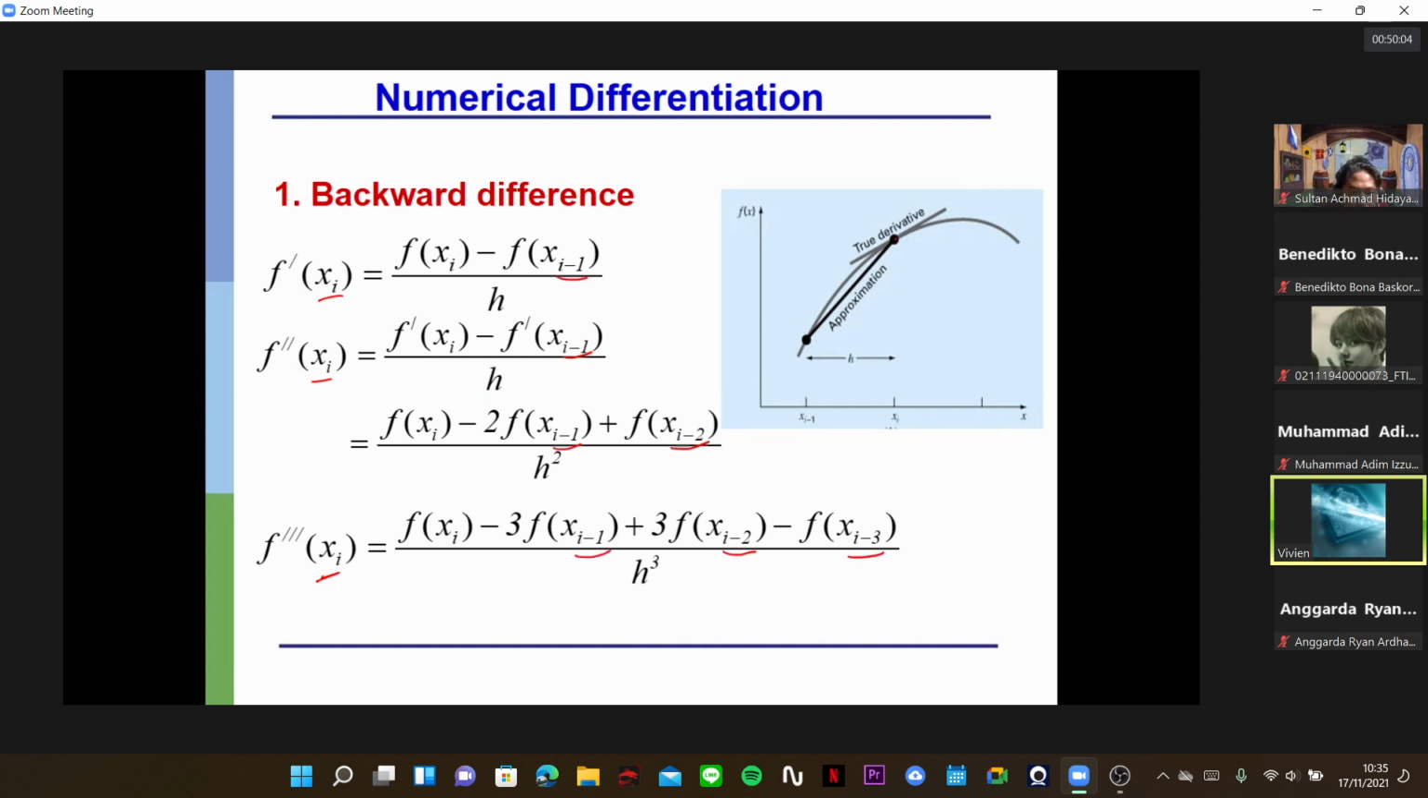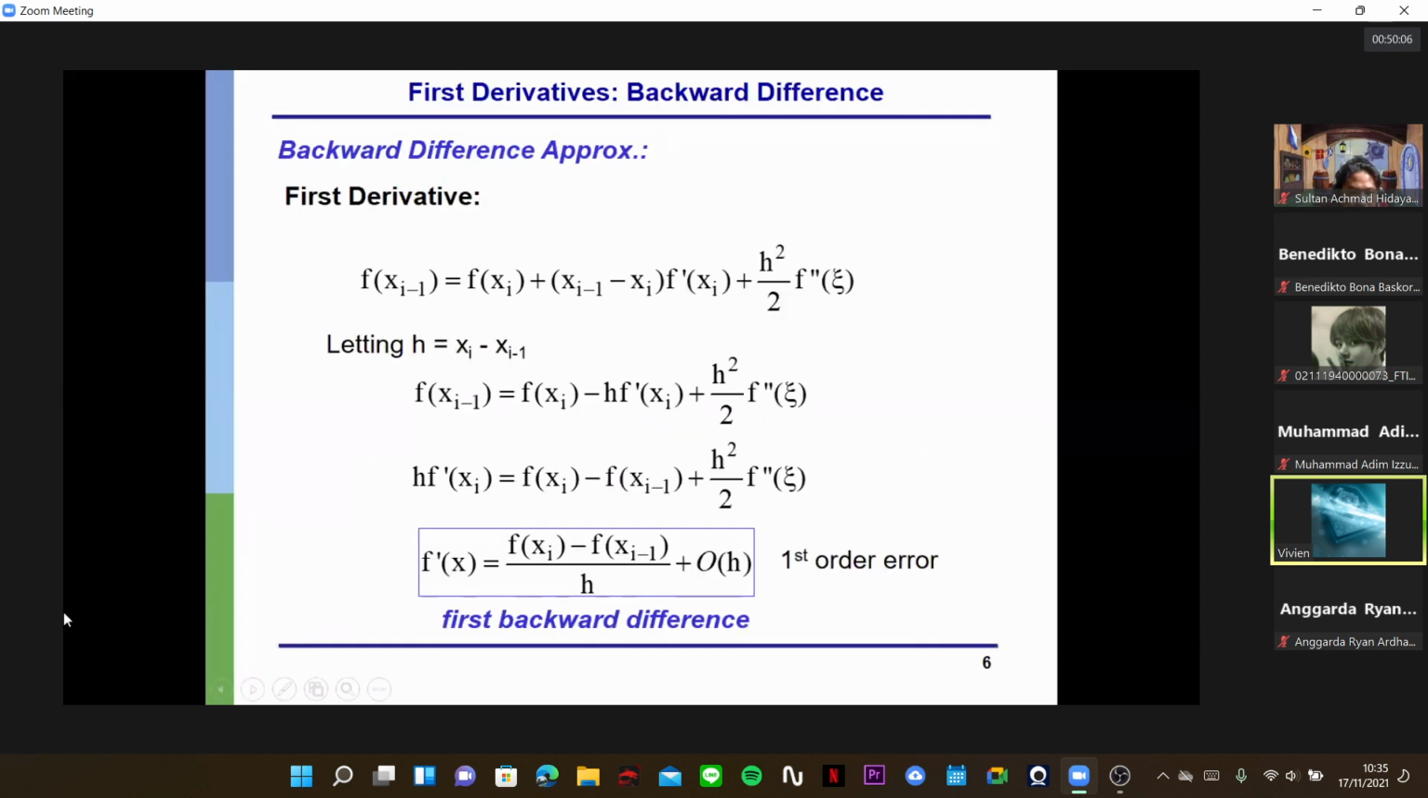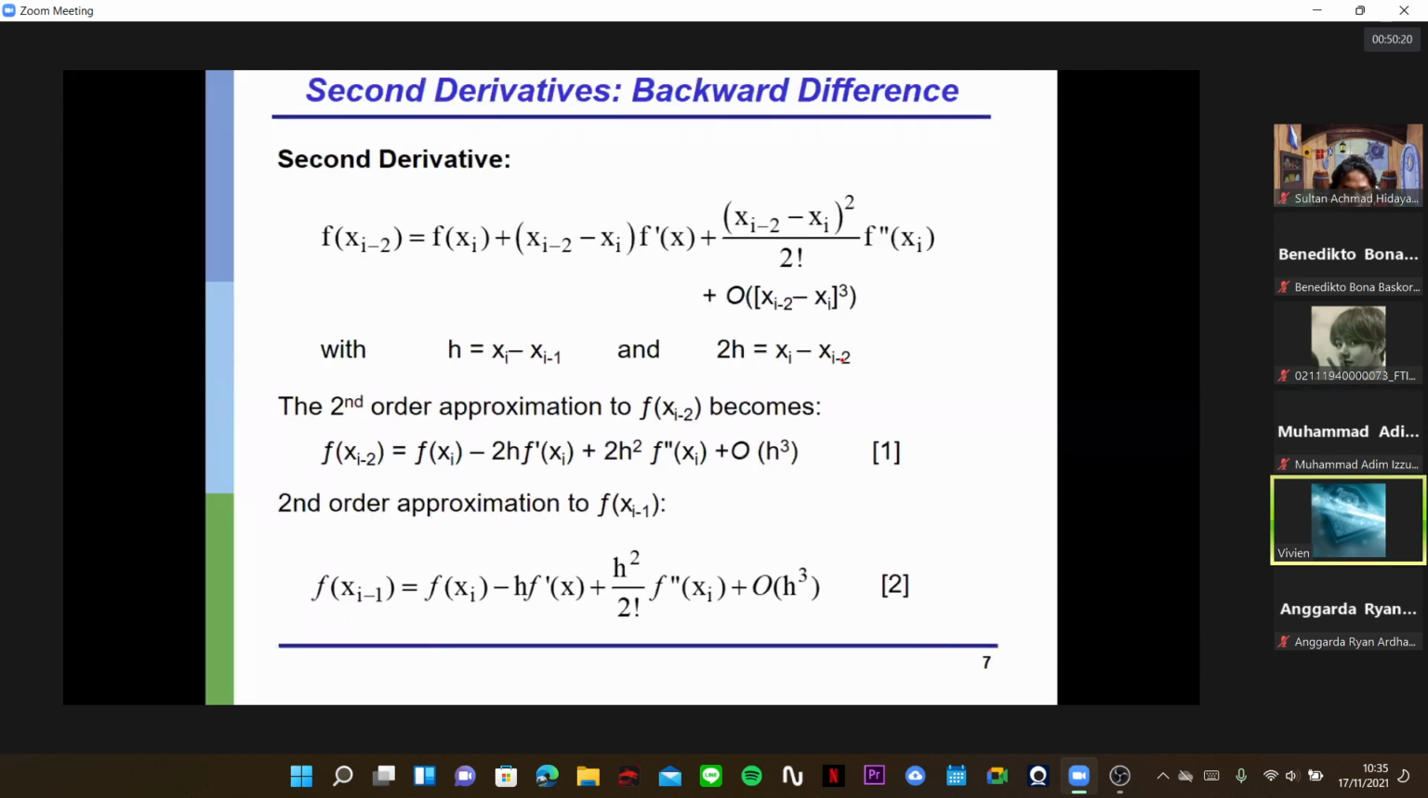Or we can also have the forward scheme. So this is the derivation. I think we have also discussed this as well. Correct? Yes, ma'am. We have discussed this as well. So we can skip on that.